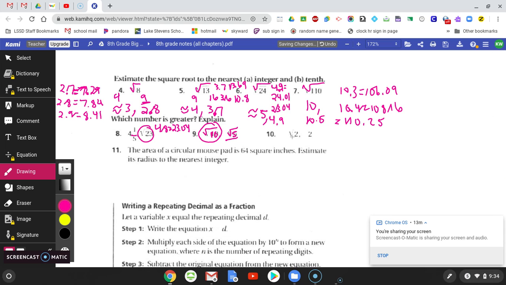And then the last one, square root of 2 and 2. Well, square root of 2 compared to 2, well, if I have to take the square root of it, that's going to make that number significantly smaller. So I know that the other one has to be the bigger one.